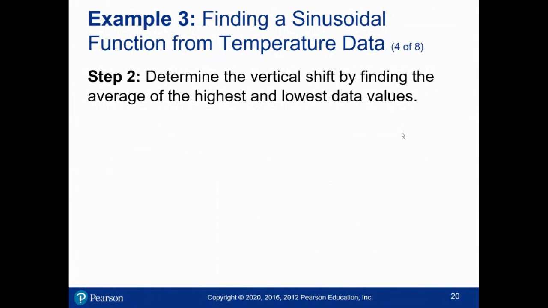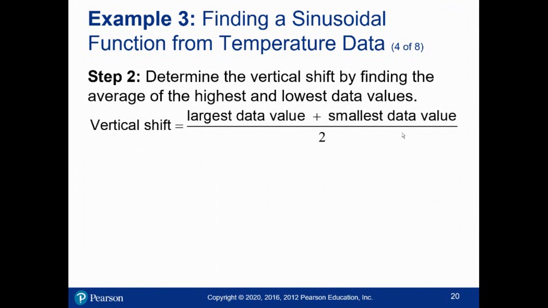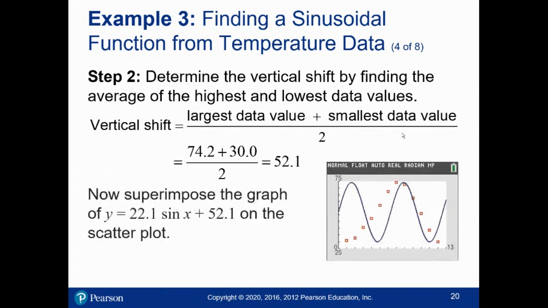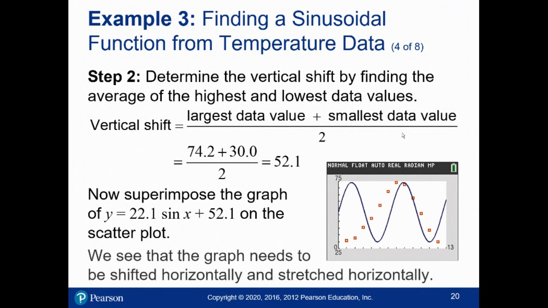Okay. The vertical shift, remember, is the median value, which is the average of the highest and lowest values. So we already determined the highest and lowest values to be 74.2 and 30 with an average of 52.1. That tells me my vertical shift should be 52.1. Okay, this actually looks a lot better. We have the same basic range between max and min. It's just the period and the horizontal shifting look all wrong. So we need to accomplish that.